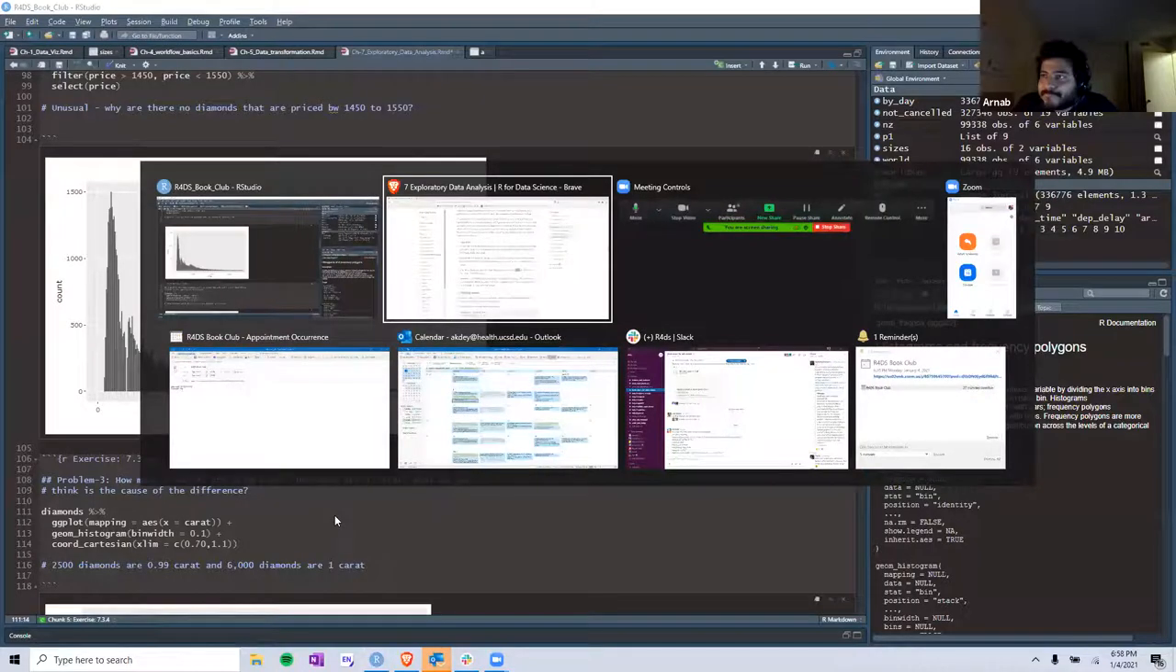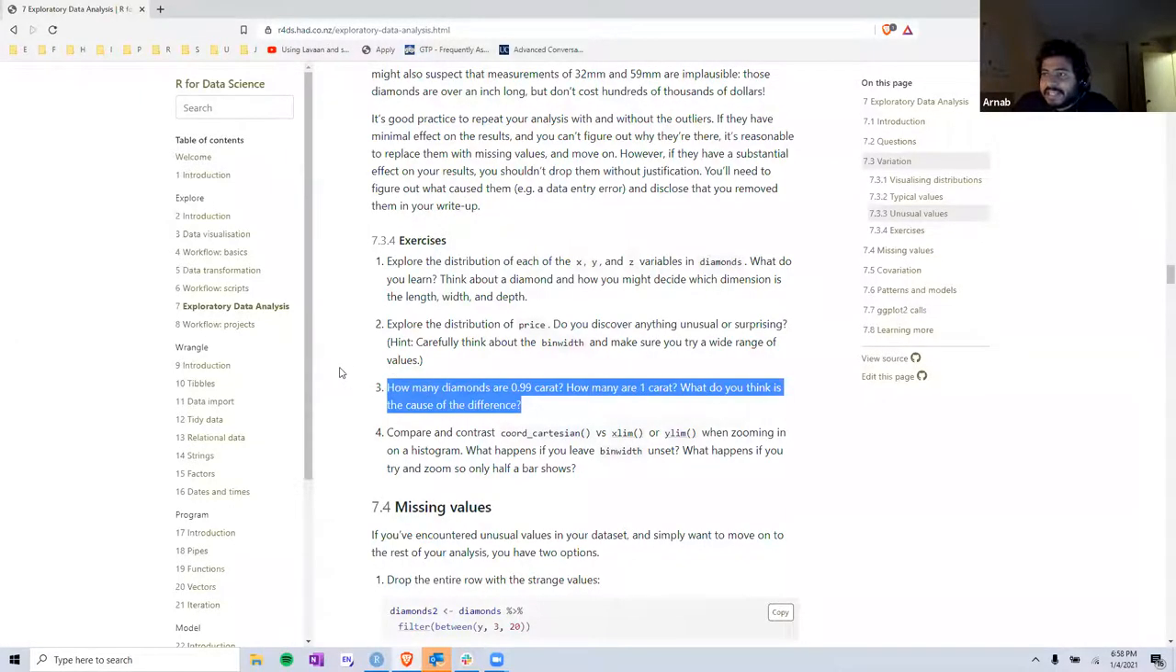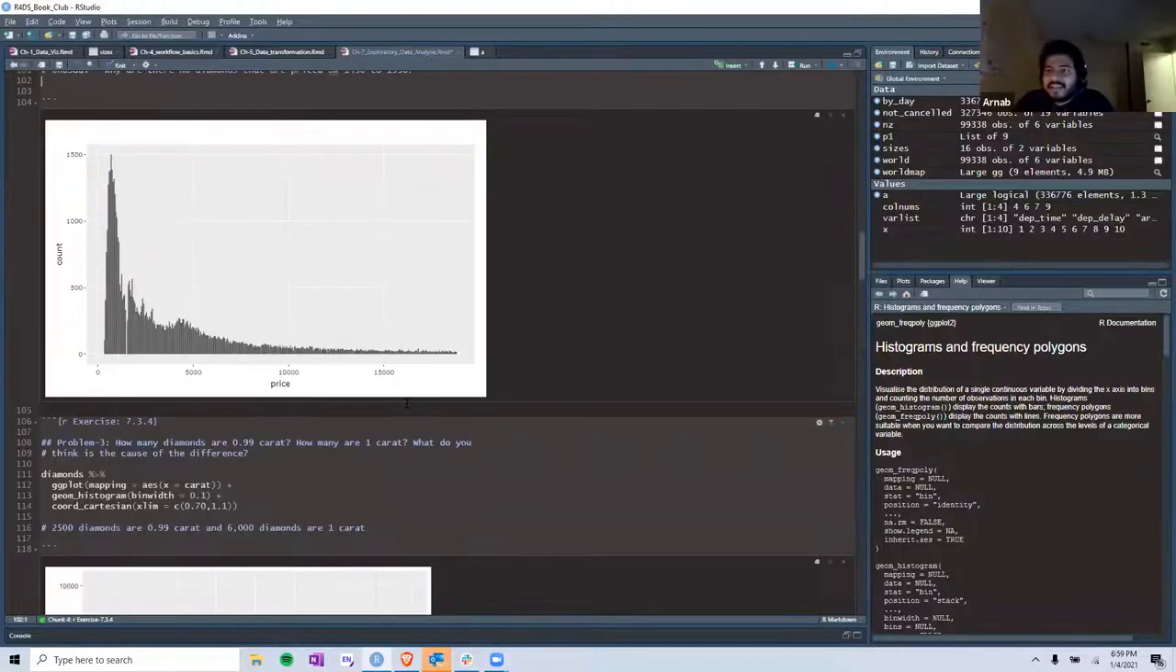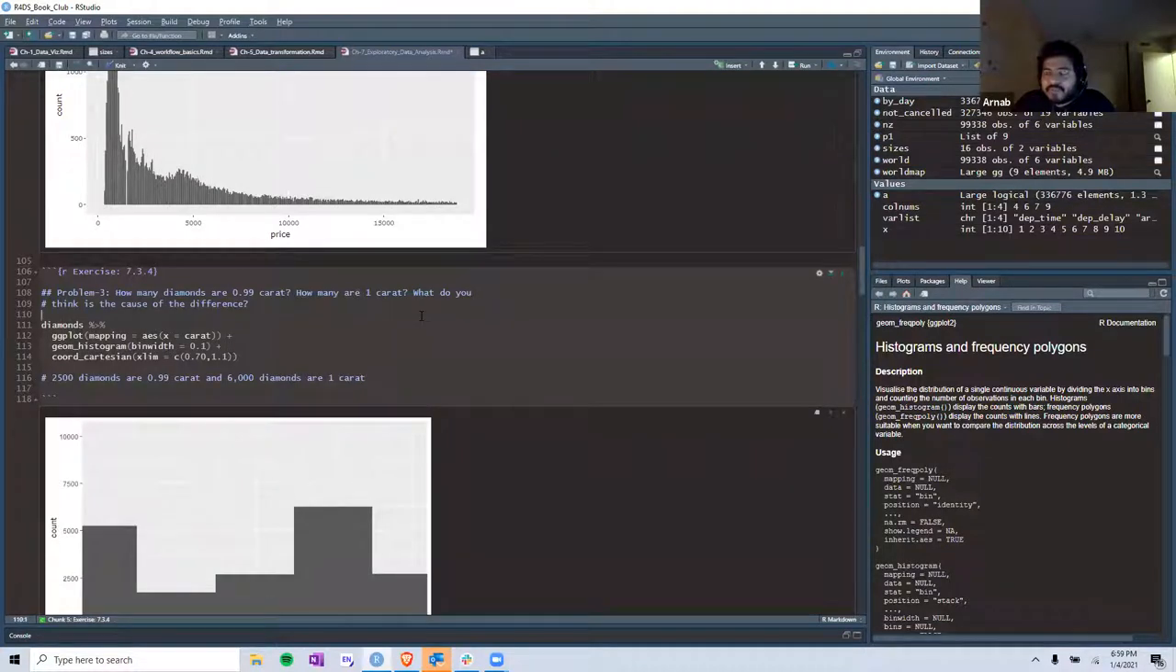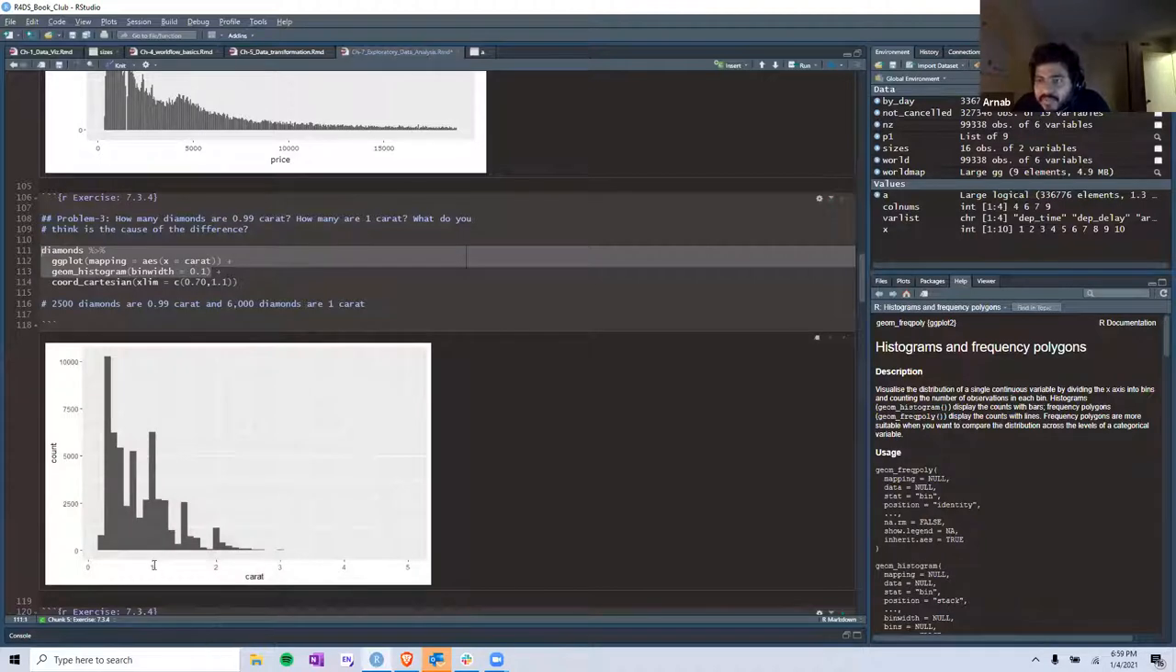All right. Shall we move on, or do we have other thoughts, other comments? Okay. So the next question was, how many diamonds are 0.99 carat? How many are 1 carat? What do you think is the cause of the difference? Okay. Since the question is interested in learning between 0.99 and 1, I thought having a bin width of 0.1 might be useful.